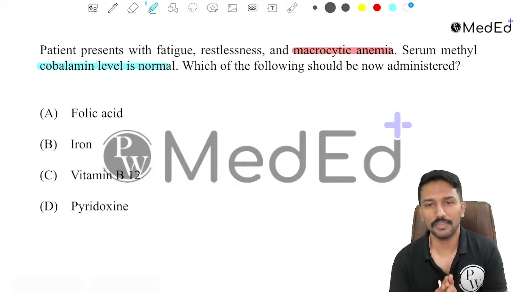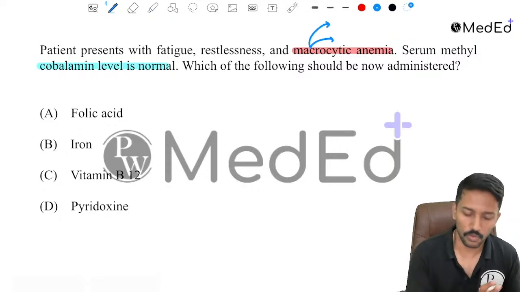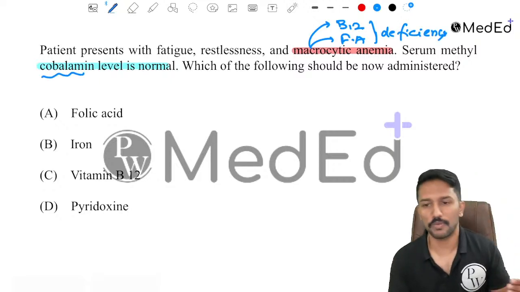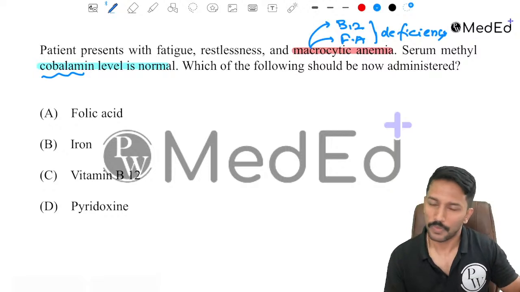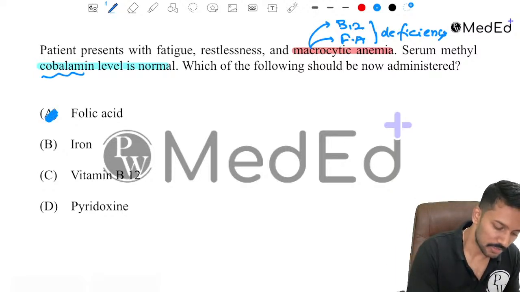In day-to-day practice, if you see macrocytic anemia, it is most likely because of two causes. There are other causes also, but in overall 90% of the cases, it is because of either B12 deficiency or folic acid deficiency. These are the most common causes. Now when they say that the cobalamin level is normal, B12 deficiency is ruled out, so we are left with folic acid deficiency, and that is what we should be administering in this case.